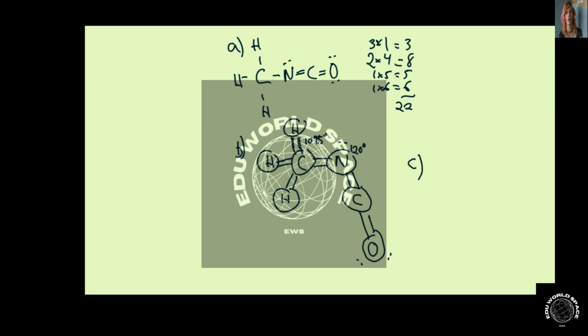Step 3 says let's predict some bond distances between the atoms, so we can look that up on a table. So a typical C to H bond is going to be about 1.09 angstroms. A typical C to N double bond, which is what we have going on here, is 1.27 angstroms. Okay. And then we have an N to O double bond, and that one's going to be about 1.20 angstroms. Okay.